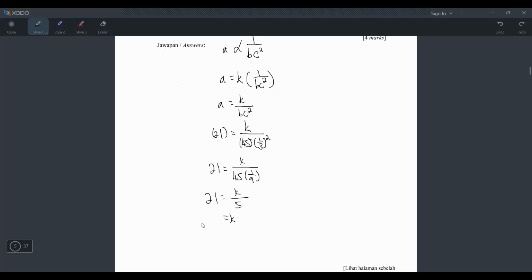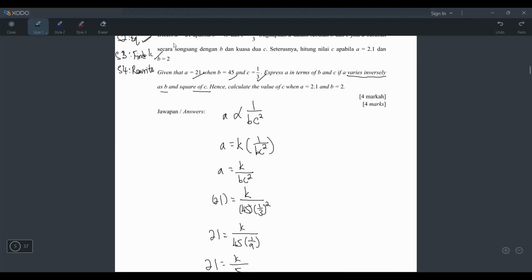So you get 105. Is it? Let's try. Press. Yeah, you get 105. So that's the K. So now we already find our K. Now we can go to step 4, which is rewrite.